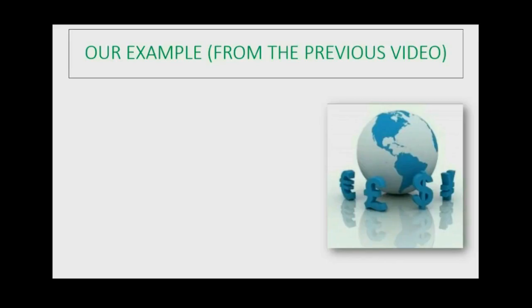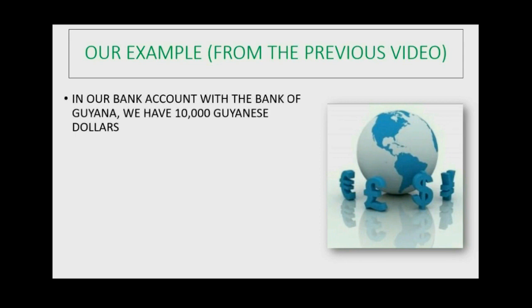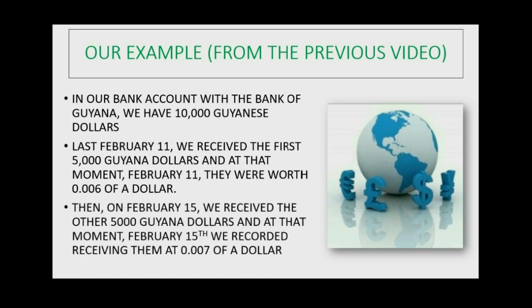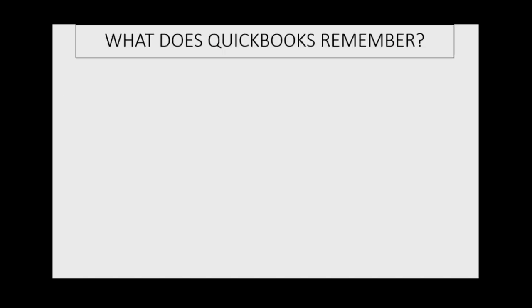In our example, we will follow from the previous video. In our bank account with the Bank of Guyana, we currently have 10,000 Guyanese dollars. Last February 11, we received the first 5,000 Guyana dollars, and at that moment, February 11, they were worth 0.006 of a dollar. Then, a few days later, on February 15th, we received the other 5,000 Guyana dollars, and at that moment, February 15th, we recorded receiving them at 0.007 of a dollar.